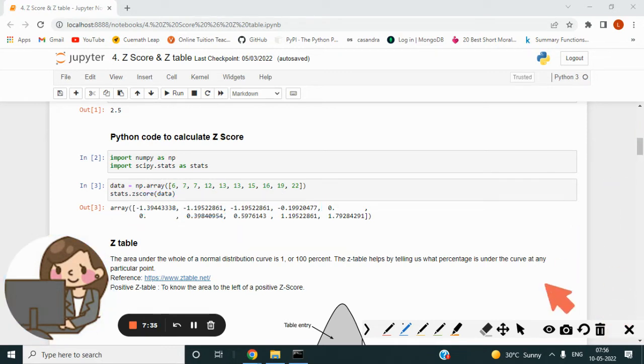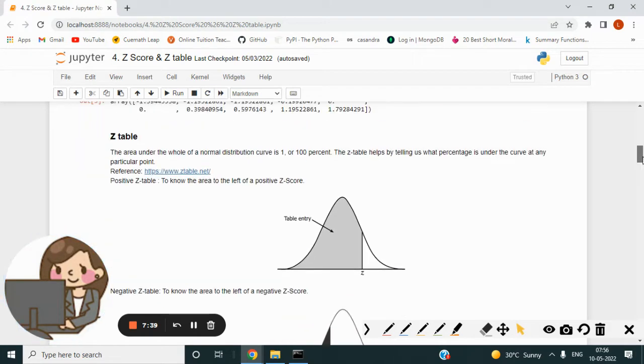Now let us see what the z-table is. The area under the whole normal distribution curve is 1, or 100%. If you ask for the area under this curve, it will be 100%, or we can say it is 1. It is the complete thing; the total area is 1.